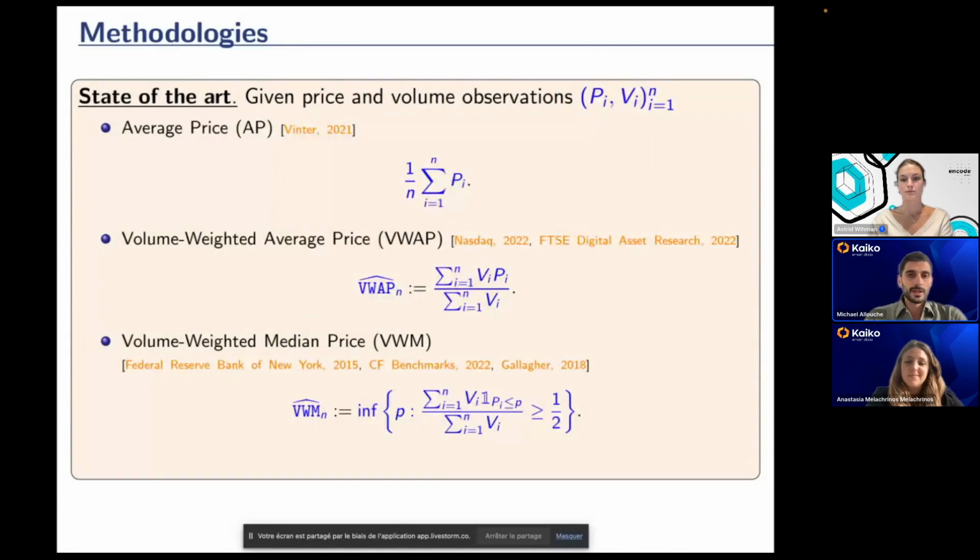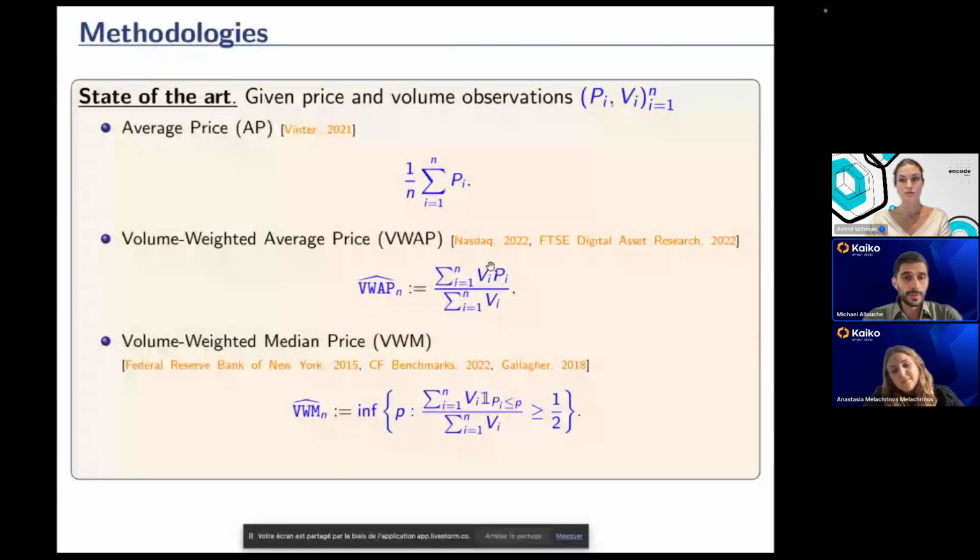hyperparameters, sorry. Another point of view is not the average, but the median. Don't take too much care about the formula. It's nothing more than finding the price associated to the median of the volume, sorry. So here again, some other regulators or others like CME, Bloomberg, and the Federal Reserve Bank of New York are also using that in their research, which is another point of view and usually more stable, more robust than the VWAP.